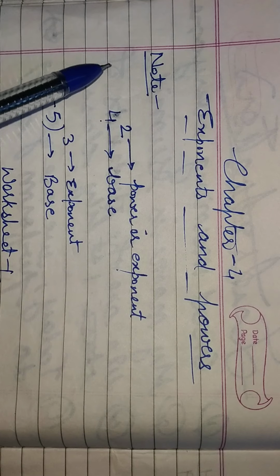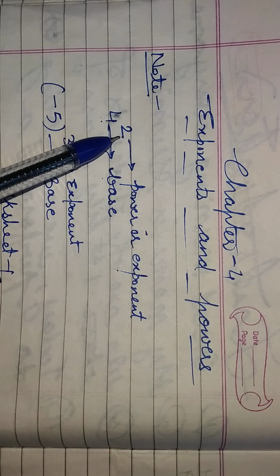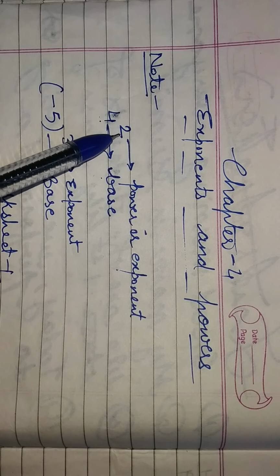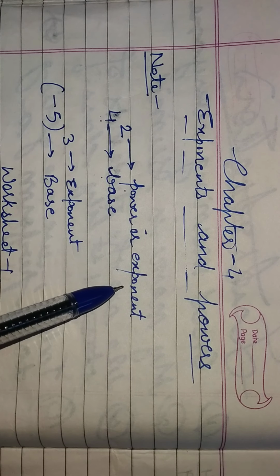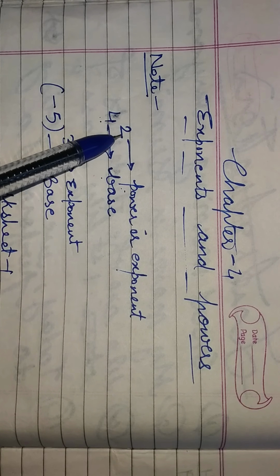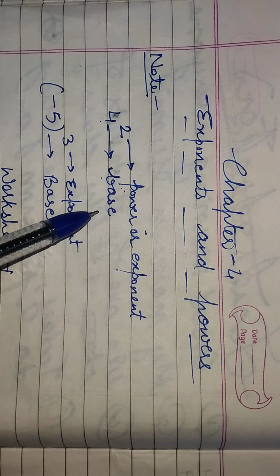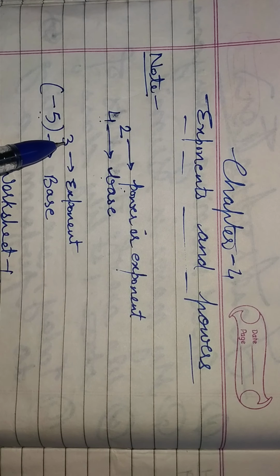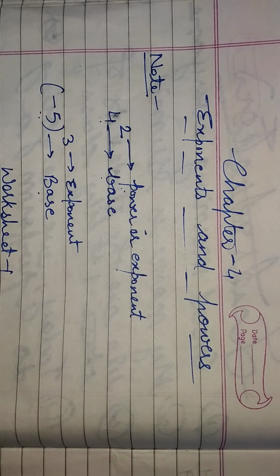Firstly, you should know what the base is. Suppose 4 raised to the power 2 is given to you. This is the power, or we can call it the exponent. 2 is the power or exponent and 4 is the base. Like this, minus 5 raised to the power 3. Here also minus 5 is the base and 3 is the exponent.